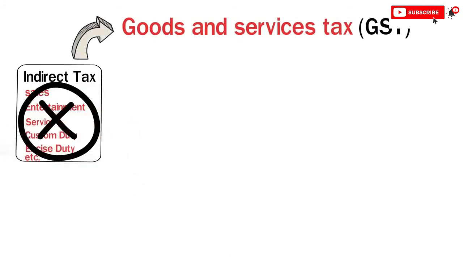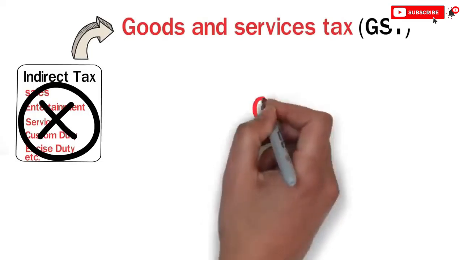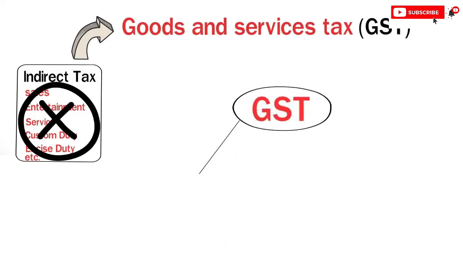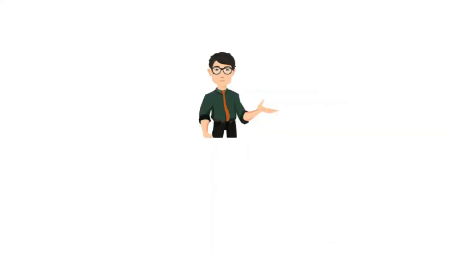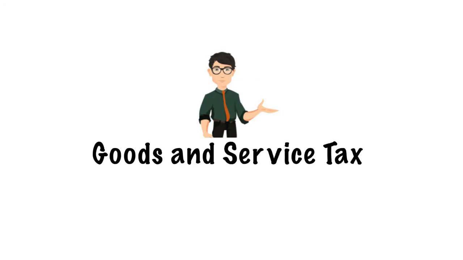But now all these taxes were eliminated and GST was introduced in July 2017 in India. The implementation of GST has made the tax structure easy and simple, with fewer complications. GST is further divided into three parts: SGST, CGST and IGST.